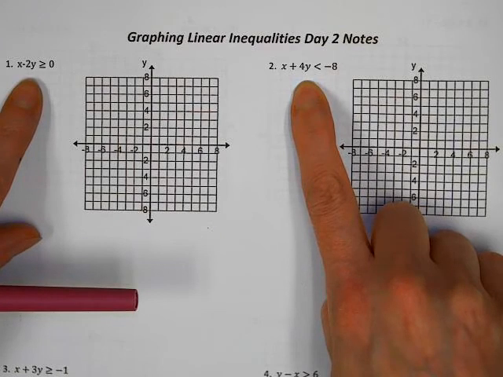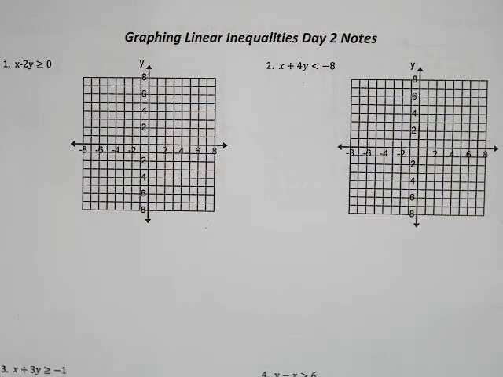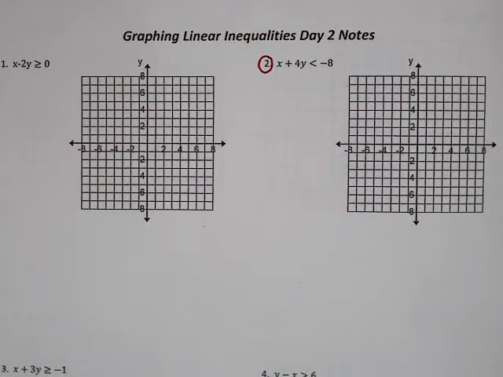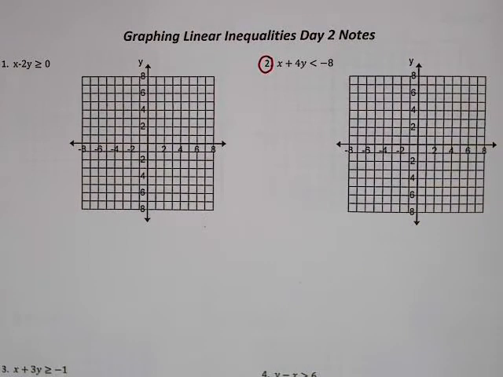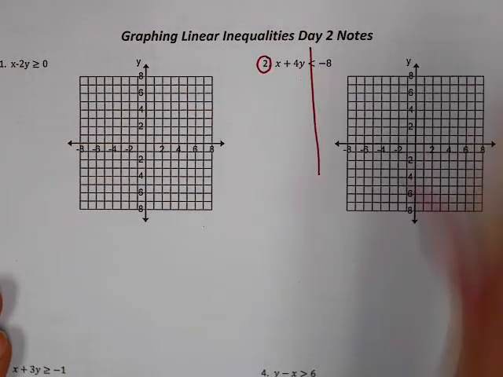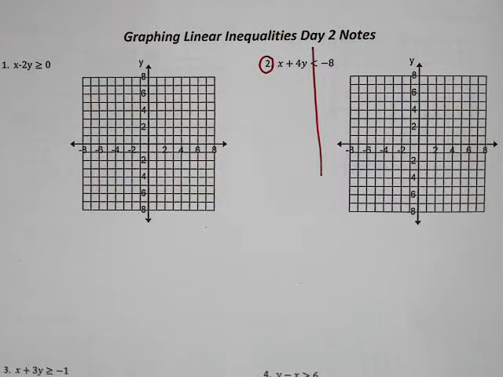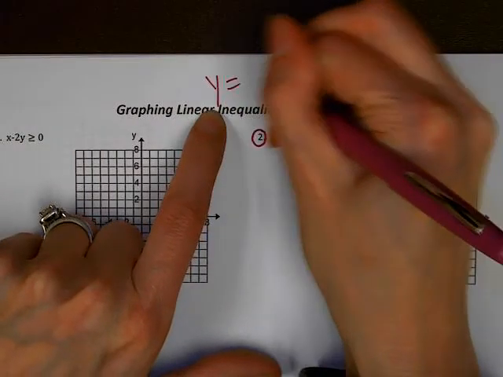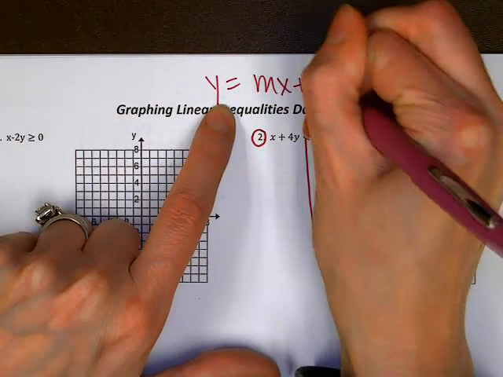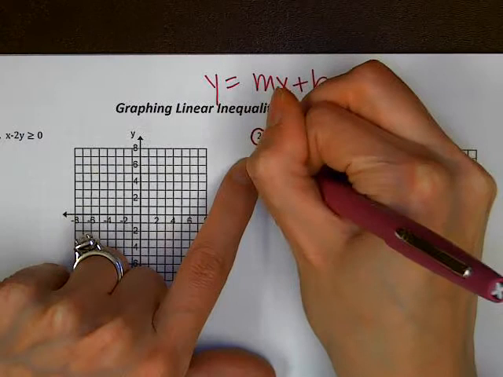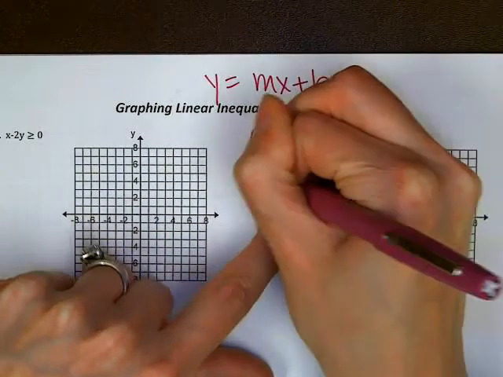Alright, so starting with, let's say number 2. If you want to get it in y equals mx plus b form, let's draw the wall. And you guys have done this before. If you want to get y alone, let me write at the top. We want y equals mx plus b. So if you want to get y alone, we need to start by subtracting the x over. You've done this before.